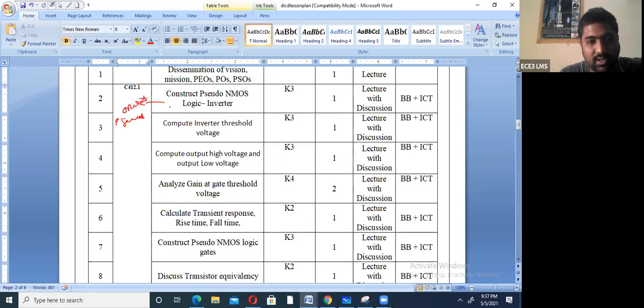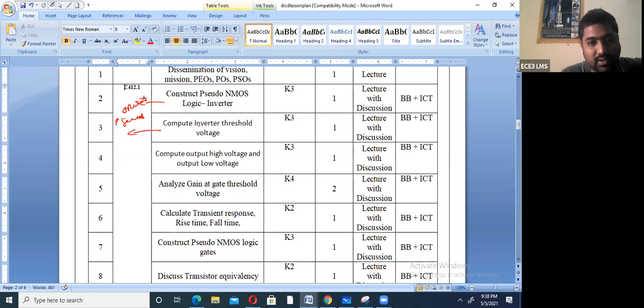You know the symmetrical condition, you know the circuit diagram. What are the inputs? Input is 0, which transistor is on, which transistor is off, what is the output? For input 1, which transistor is on, which transistor is off, what is the output? Because it is an inverter, for 0 input you will get 1, for 1 input you will get 0. That operation you have to explain if the question is asked on pseudo NMOS inverter.